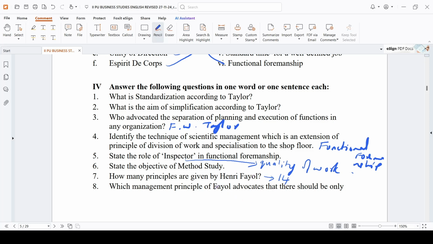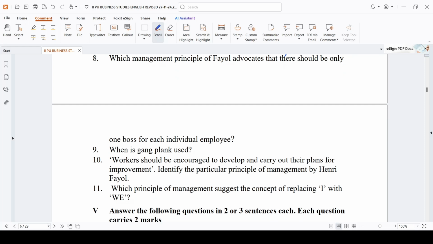14 principles. Which management principle of Fayol advocates that there should be only one boss for an individual employee? There should be only one boss. That is unity of command. When is gangplank used? Gangplank is used in case of emergency.